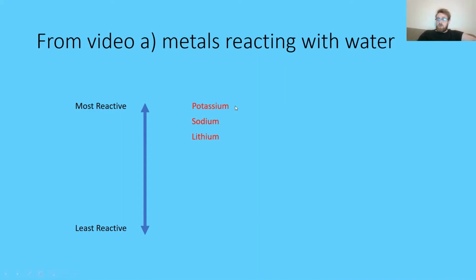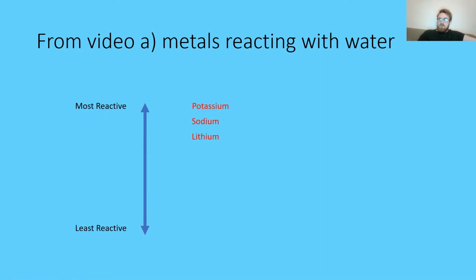Remember what I said, that things that react with water are at the top. They are the most reactive, because water's not that reactive, so in order for something to react with it, it needs to be very reactive itself. So we're going to put them at the top of our reactivity series.